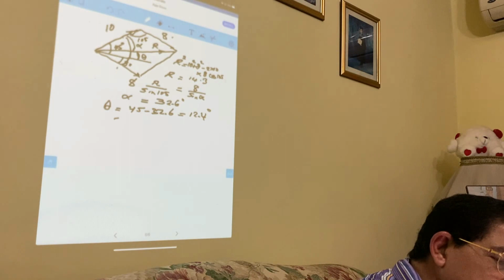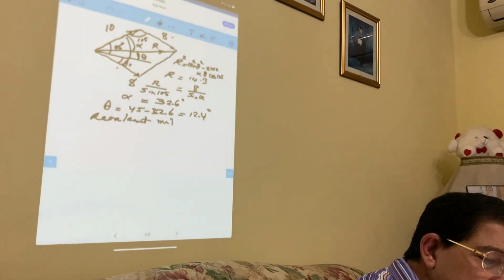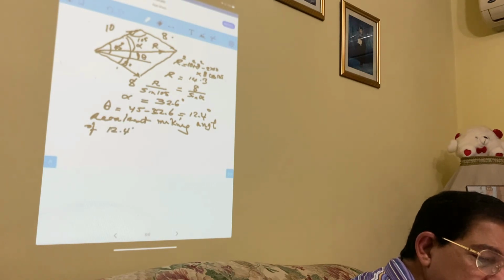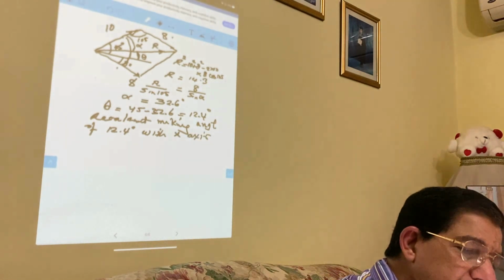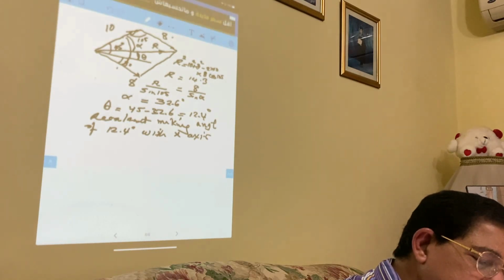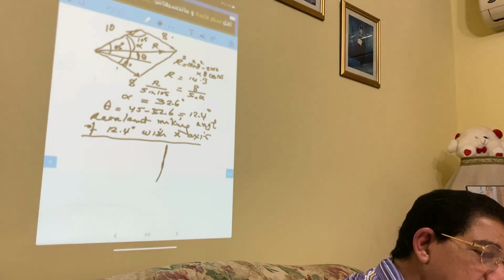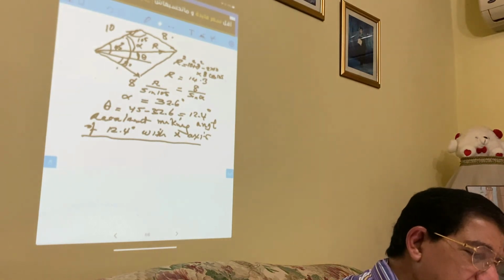This means the resultant is making an angle of 12.4 degrees with the x-axis. The other way to solve this problem is this. We draw the forces one after the other.